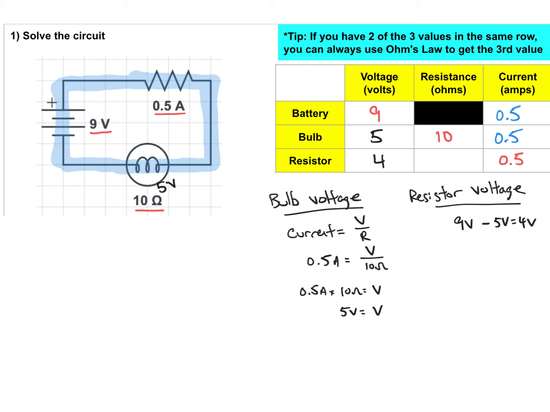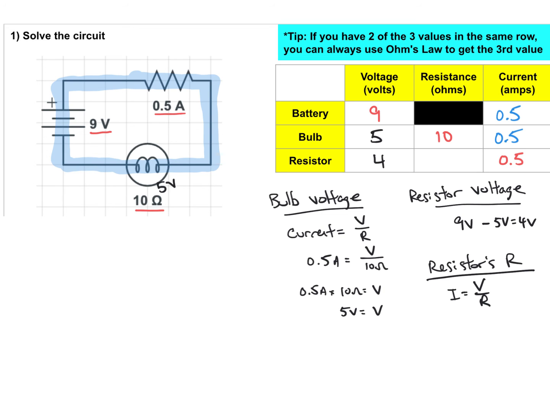And finally, that will allow me to calculate the resistance of the resistor, because in that final row there, I know two of the values. I can get the third one. So resistor's resistance. So the formula is current equals voltage over resistance.